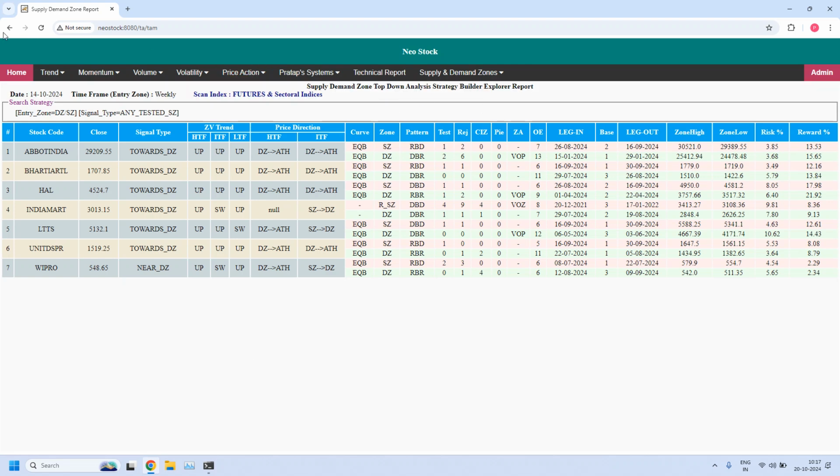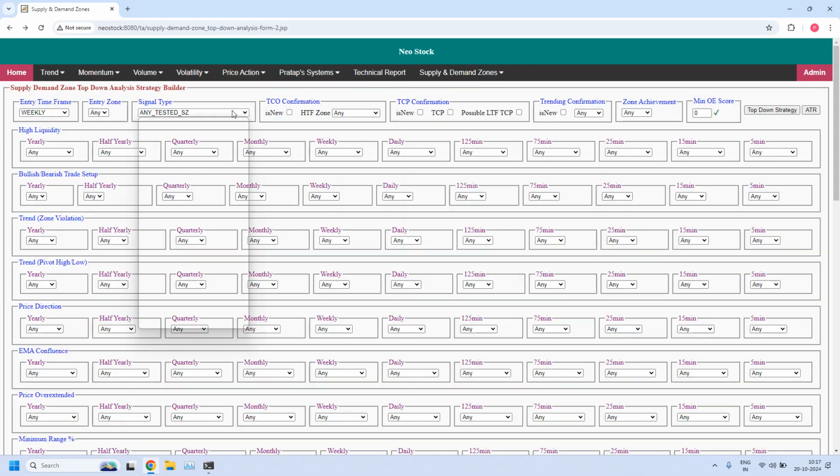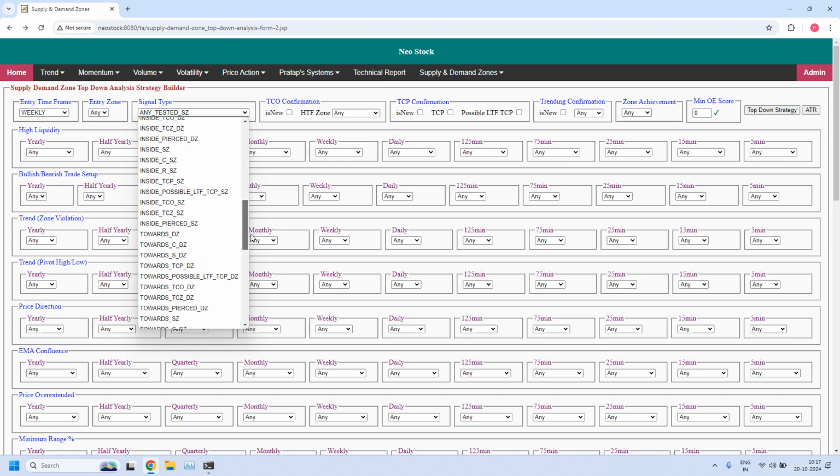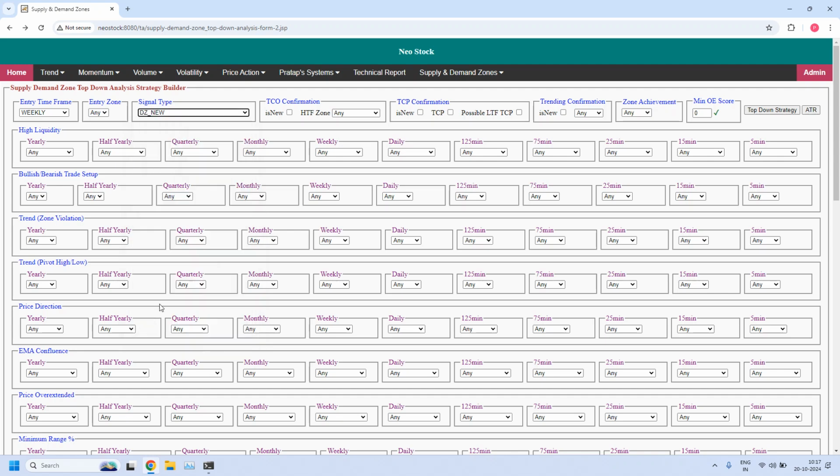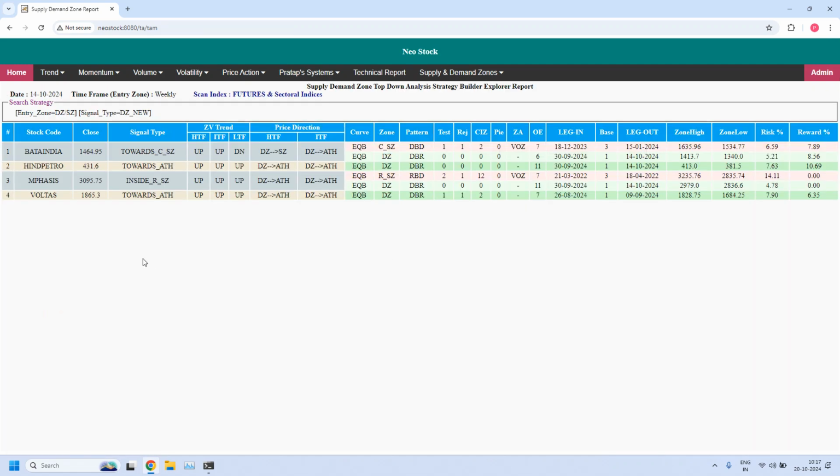Next, let us identify newly created zones for weekly time frame. Newly created demand zones. The stocks having newly created demand zones. So these 4 stocks are having newly created demand zones during this week.